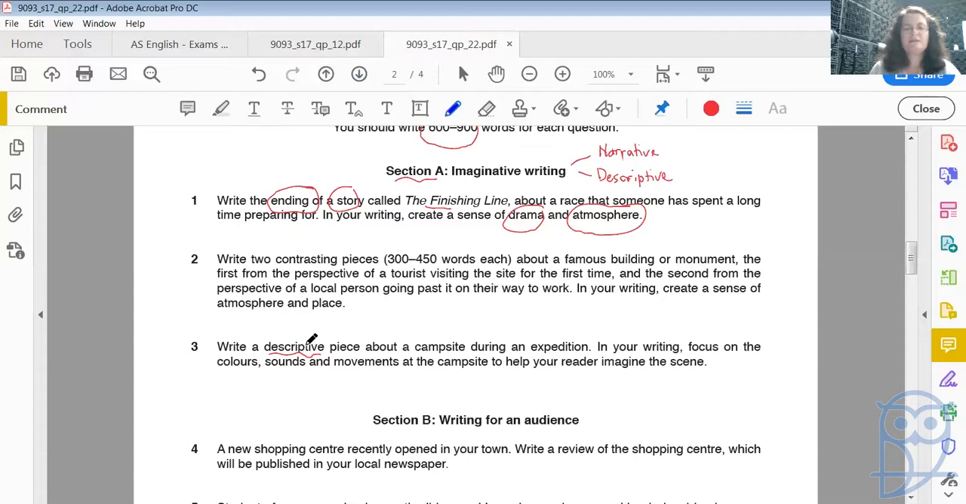So write a descriptive piece about a campsite during an expedition. In your writing, focus on the colors, sounds, movements at the campsite to help your reader imagine the scene. So essentially, you are scene setting. You're setting the scene. Okay.